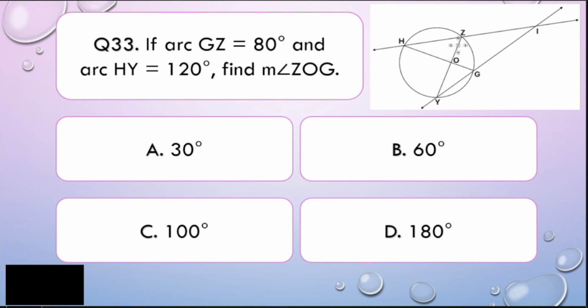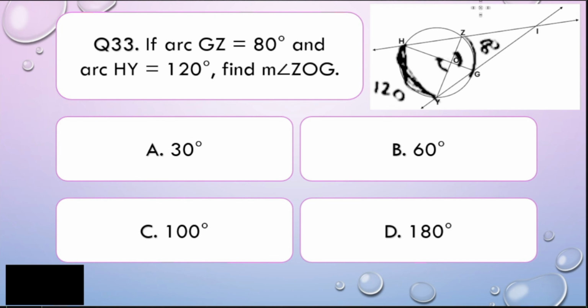Alright, math learners, in order for us to know the measurement, let's first talk about the measurement. So, arc GZ is 80 degrees. Arc HY, this one, is 120 degrees. So, the question is, what is the measurement of angle ZOG? This is the angle being talked about.